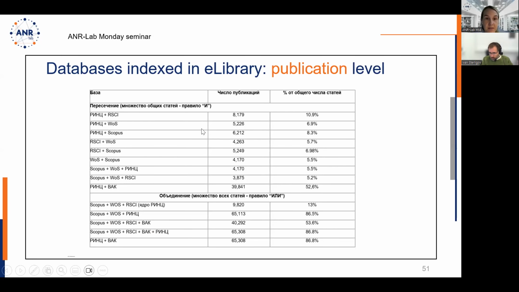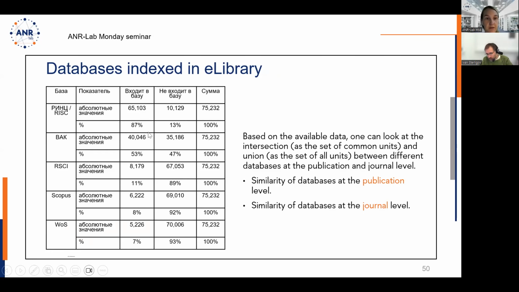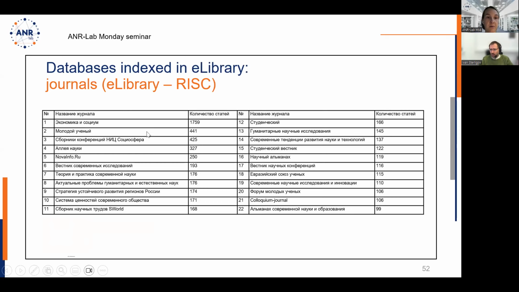And what was interesting, as I said, here we had this 87%, and it means that the other 13% of publications are published in other journals, which are not indexed in Russian Index of Science Citation. So this is eLibrary minus Russian Index of Science Citation. Then we have journals which are not indexed here, but which are presented in eLibrary. And so these would be these journals.